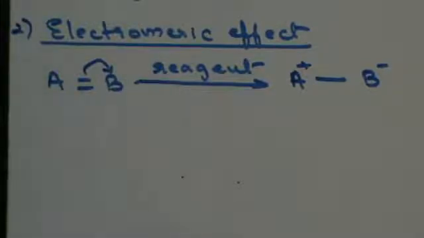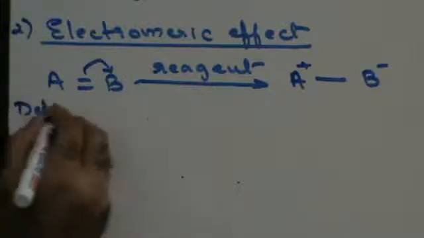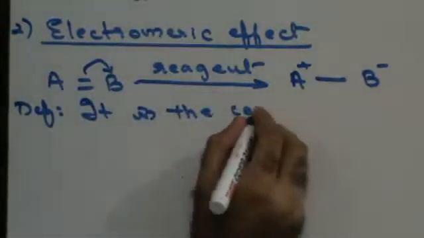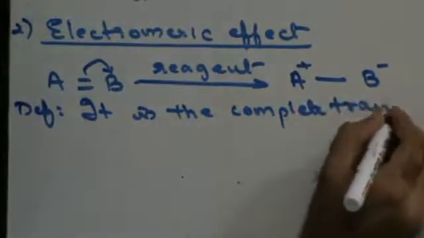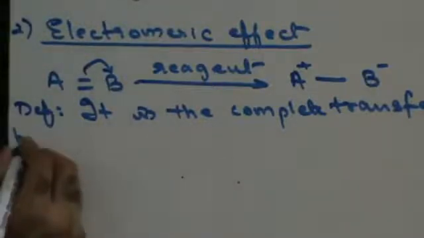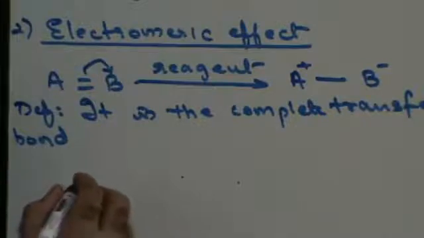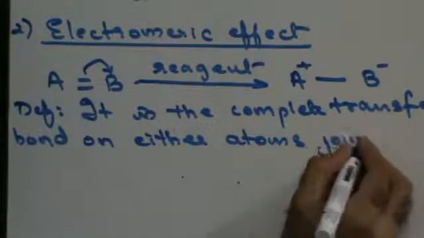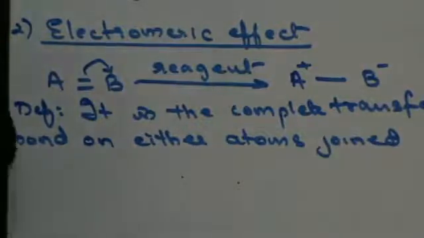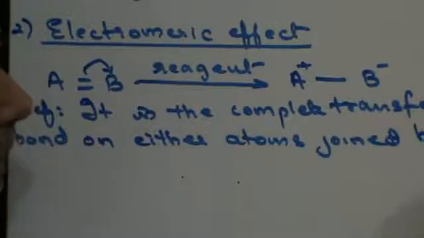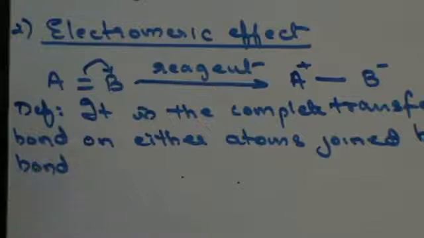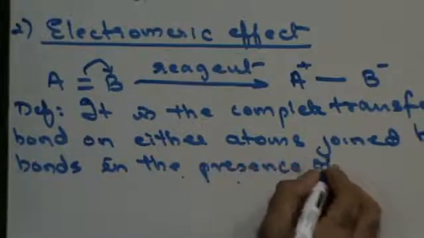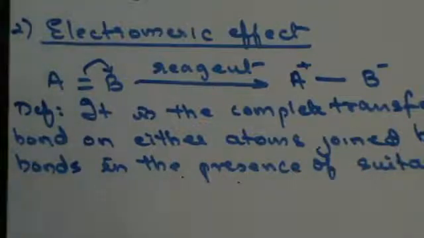So what is electromagnetic effect? Definition: electromagnetic effect is the complete transfer of pi bond electrons to either of the atoms joined by multiple bonds in the presence of a suitable reagent.